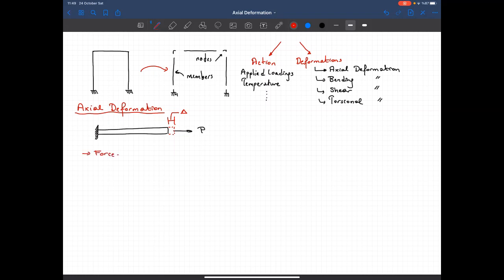force stress relationship. So we will try to relate the forces with the stresses, and here it's very straightforward. Stress is equal to the applied force divided by the area. Okay. The second relationship, deformation strain relationship. We also call this kinematic relationship.